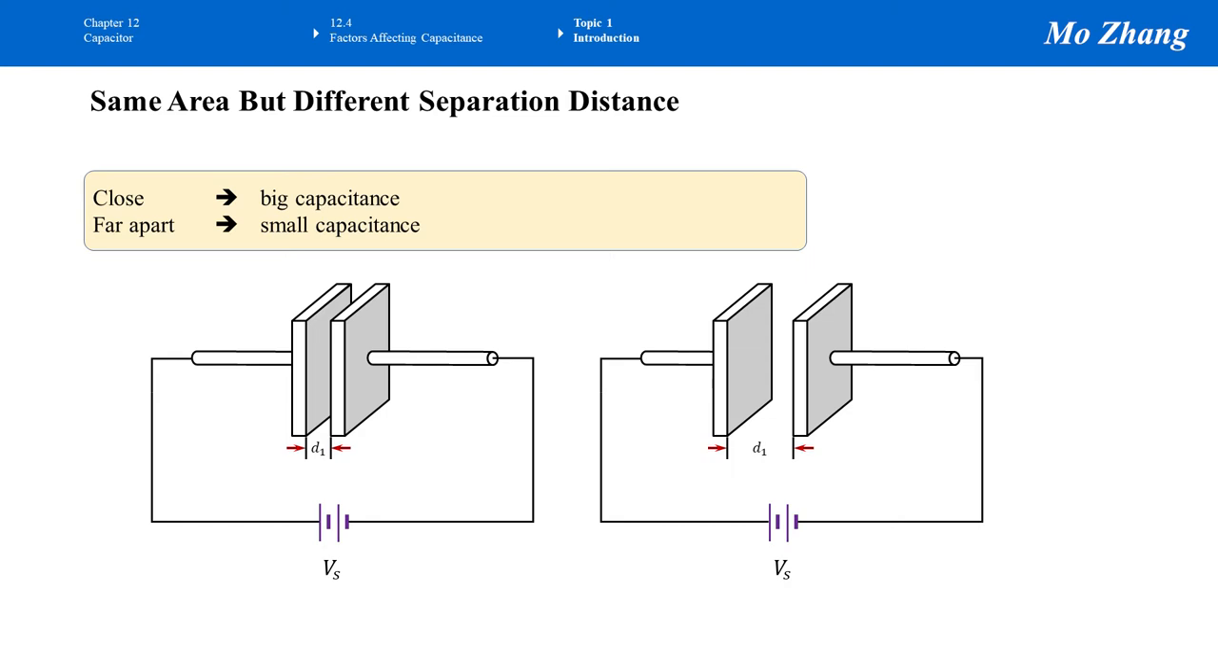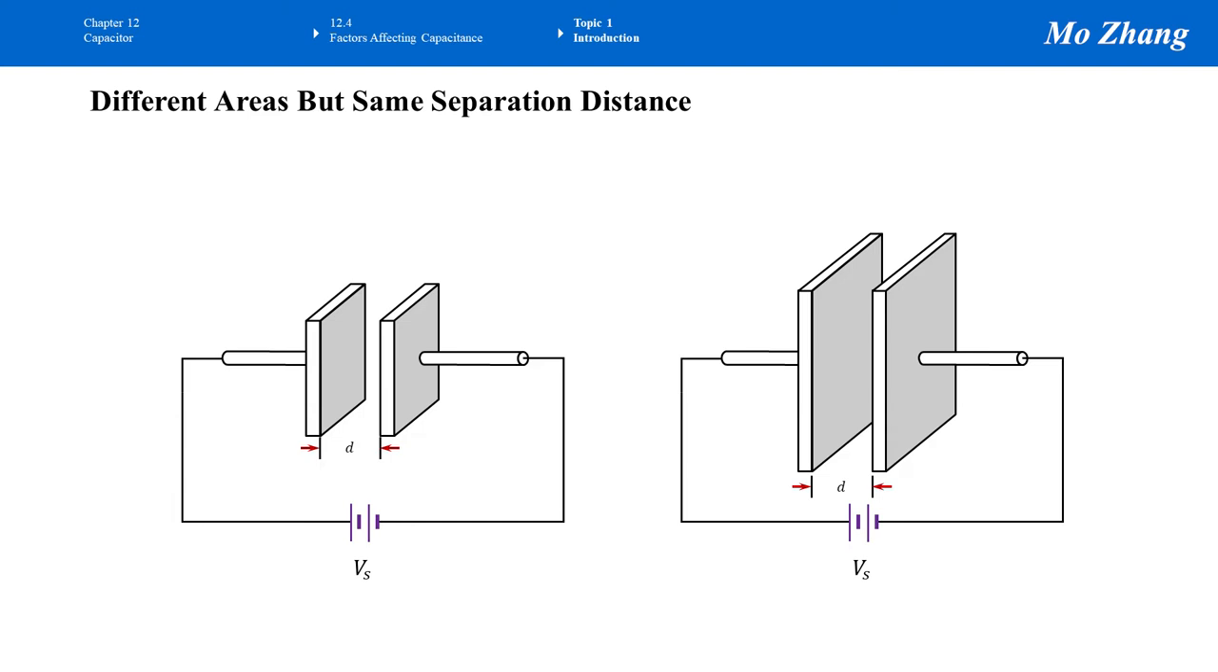Let's look at another case. We have a capacitor. Each plate has this amount of area. And now we have another capacitor. Each plate has bigger area. The question is, which capacitor has bigger capacitance and which one has smaller capacitance? The answer is the capacitor with bigger plates has higher capacitance.